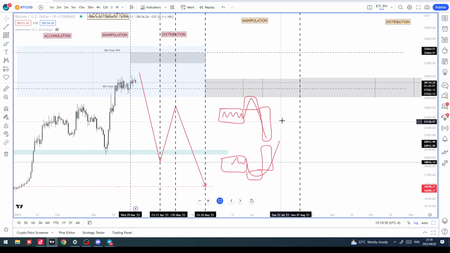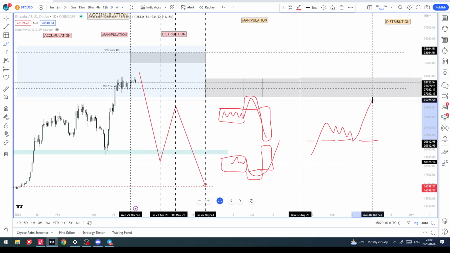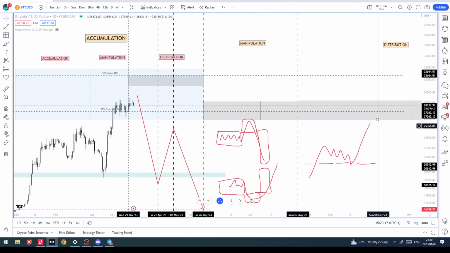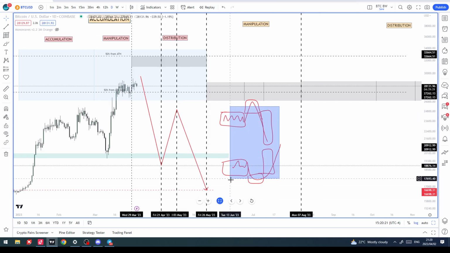And the other form is in the form of a zigzag, where this forms the accumulation range. The manipulation is only a pullback like this. Doesn't run the range. It probably comes to around equilibrium or optimal trade entry, golden zone, and then it runs higher for the distribution, right? So we're looking at any of these three deliveries for the power of 3.